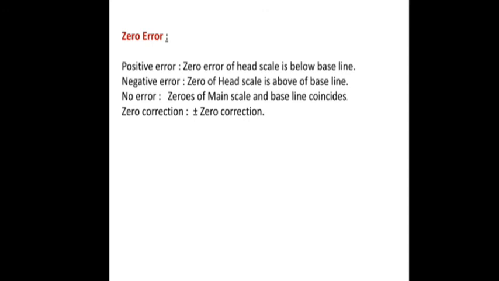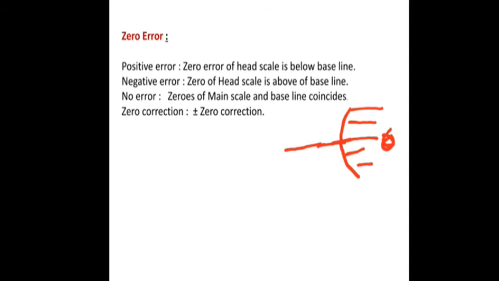Okay, now the last thing is the zero error of screw gauge: positive error, negative error and no error. Let us see this diagrammatically, because otherwise we will not understand it. Suppose this is the head scale, and the head scale zero is here. Now this is the pitch scale.